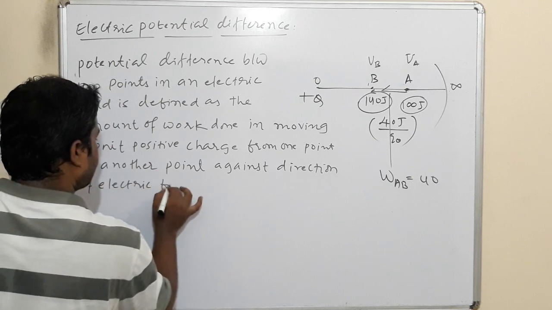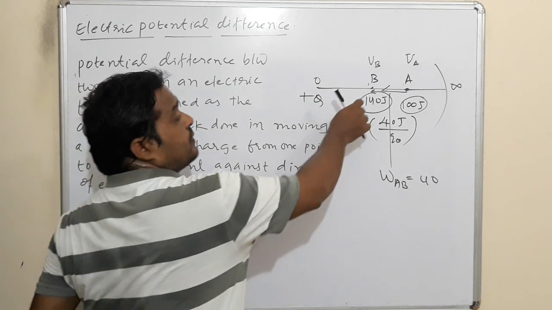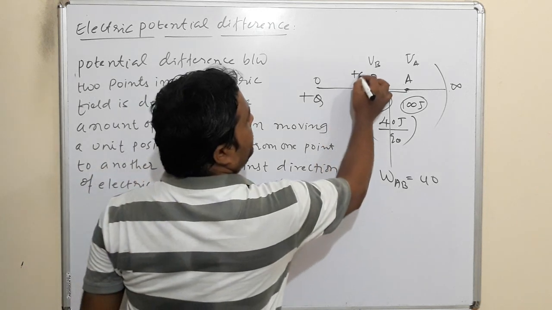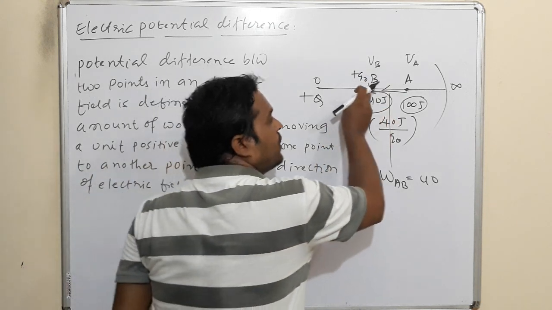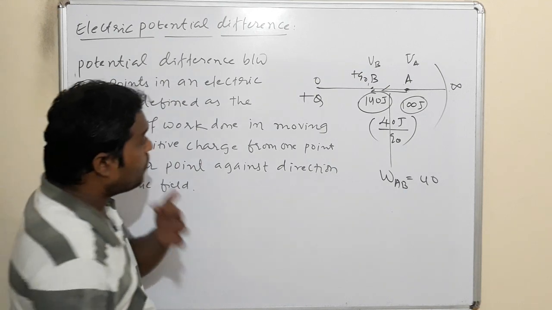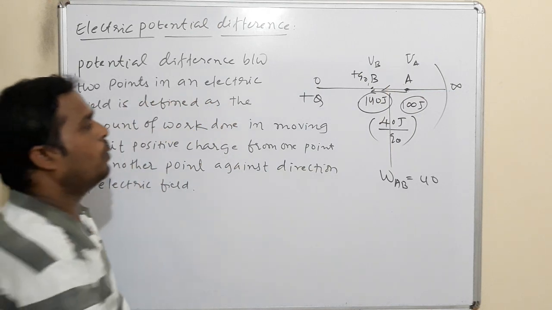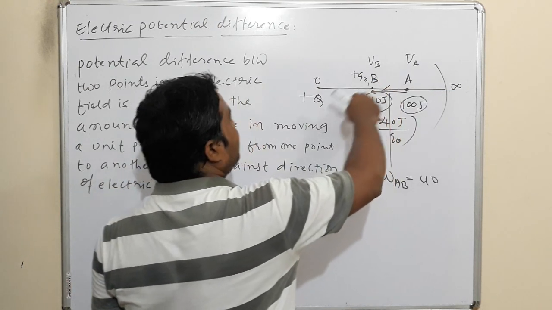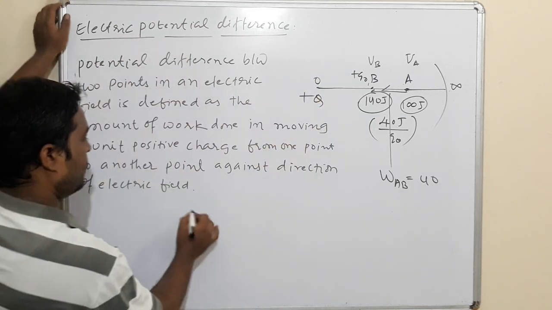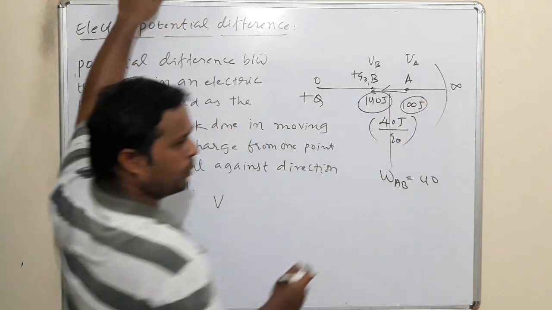Here in this case, we need not do any work to move the charge from B to A, because if you keep a positive charge, naturally it will move from higher potential to lower potential. But when I want to bring the charge from A to B, I need to do the work. How much work I have done gives me the potential difference between A and B. This is at higher potential, this is at lower potential.